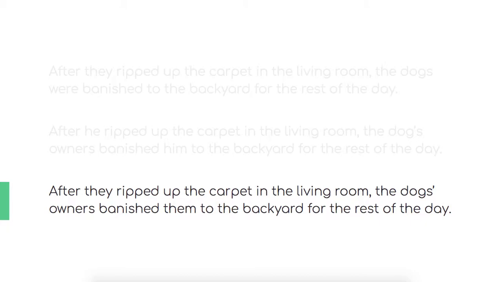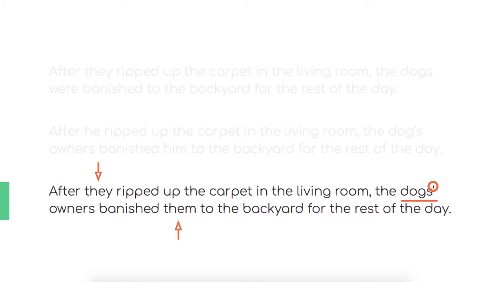Now, this is the trickiest sentence. Let's look at it. After they ripped up the carpet in the living room, the dogs' owners banished them to the backyard for the rest of the day. Here we have the apostrophe after the S, and we do that when the word is both plural and possessive, when there's more than one dog and all of them together own something.